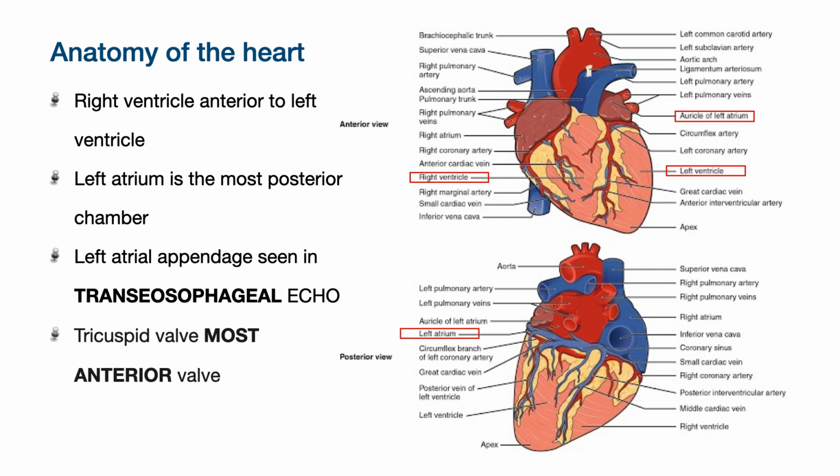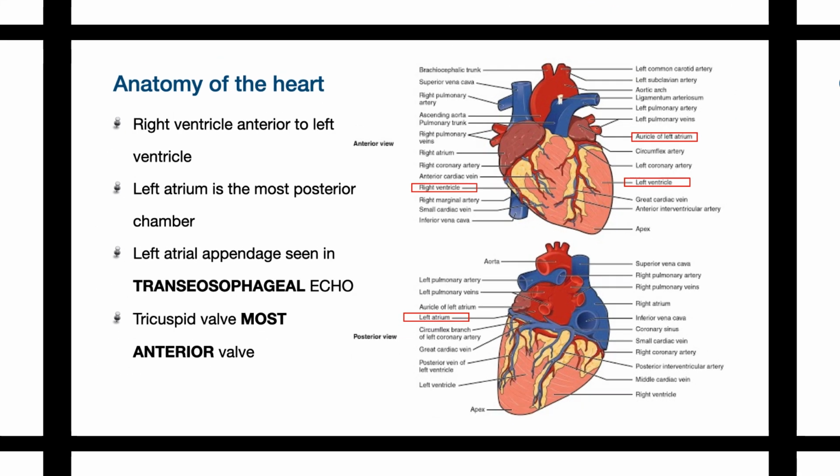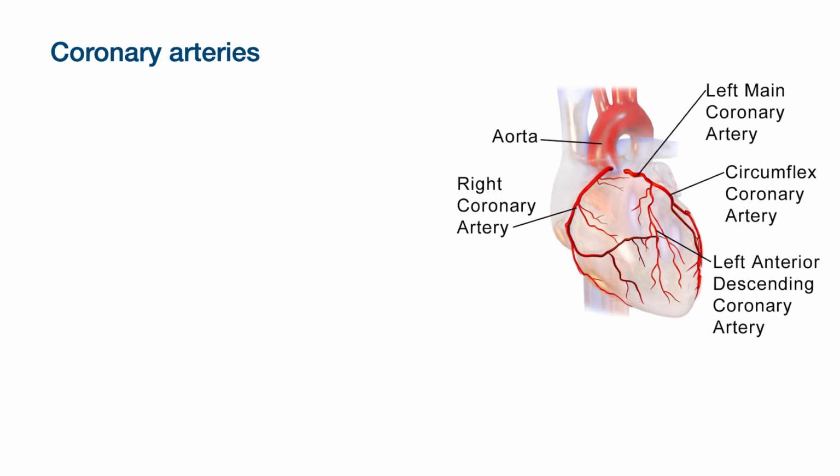The tricuspid valve is the most anterior valve of the heart and is the most common to be injured during a stabbing attack. Coronary arteries. Basic understanding of coronary anatomy is important as this is predictive of problems following myocardial infarction.